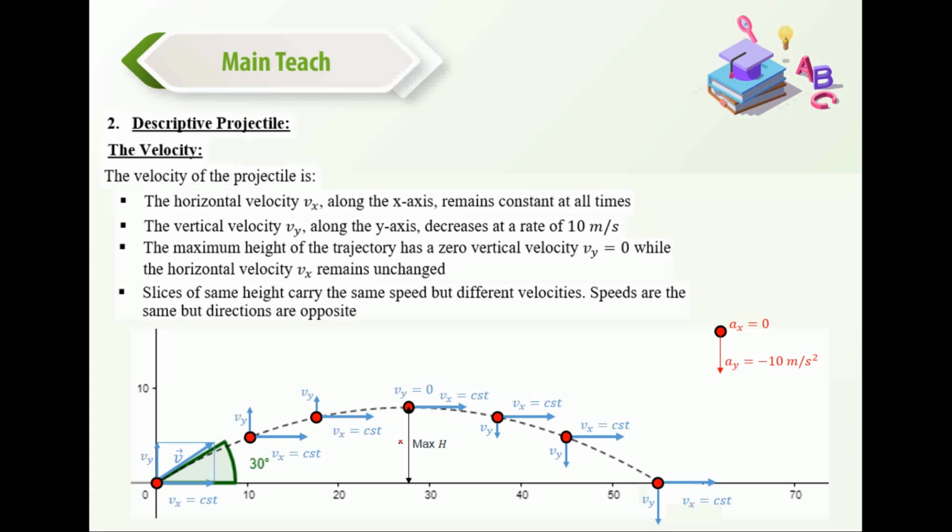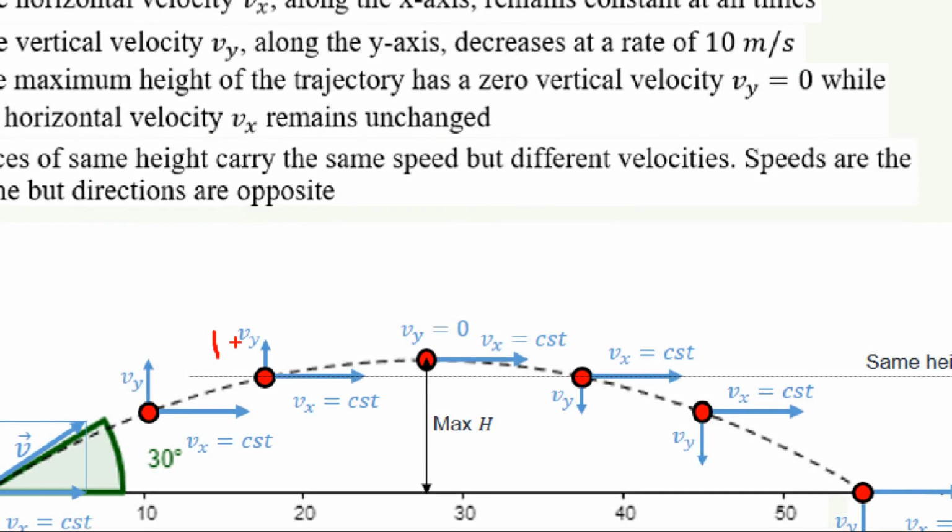Another important idea to notice is that slices of the same height carry the same speed but different velocities. Speeds are the same but directions are opposite. Consider the following two positions given by 1 and 2. They lie at the same slice of height. So you can notice that Vx at all points is constant, and in particular at 1 and 2. Now what about Vy? Vy in magnitude would be the same for both. So let me say, for example, that would be 3 meters per second and 3 meters per second.